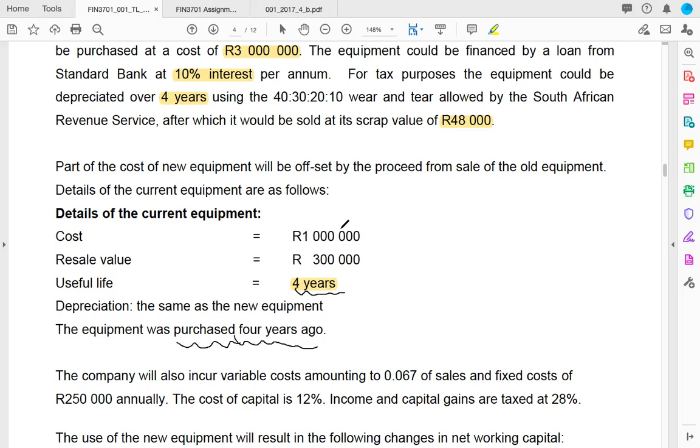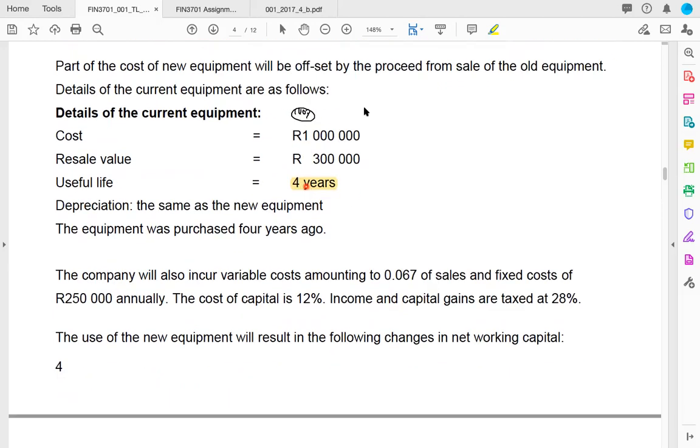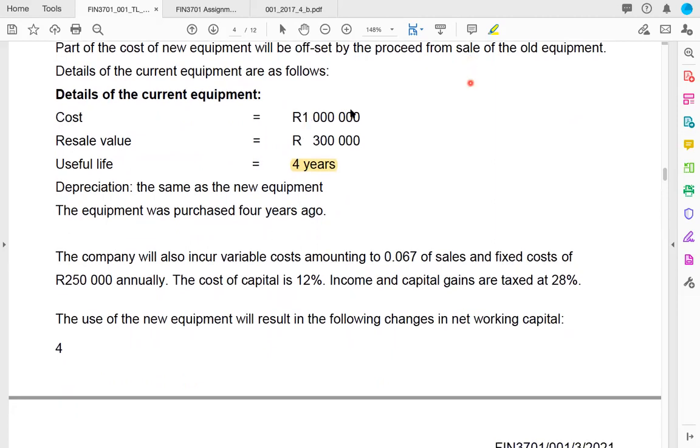It's got a useful life of 4 years, and it was being depreciated 40%, 30%, 20%, and 10%, which adds up to 100%. So its book value is now 0, right? But we'll do calculations. Don't worry about that. I'm still just summarizing all the information.